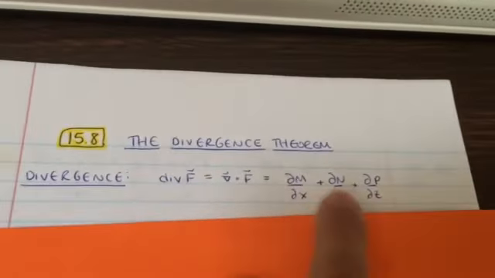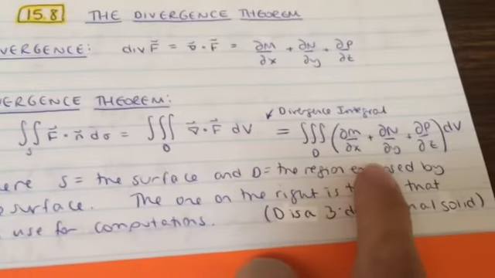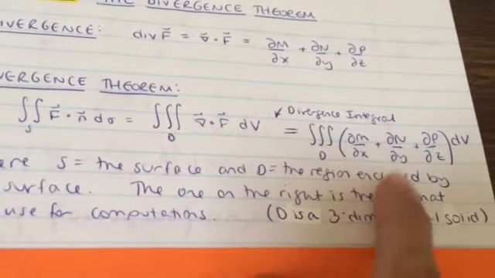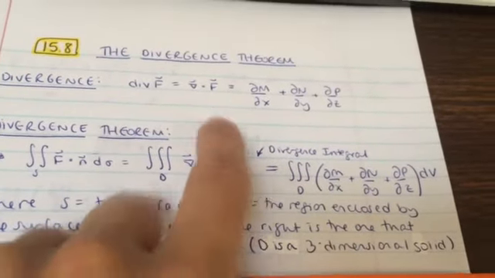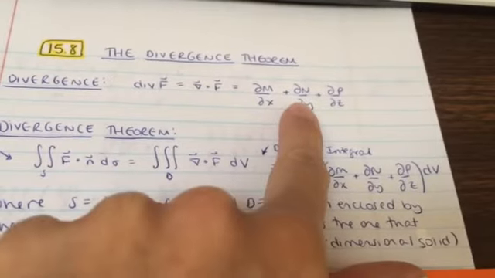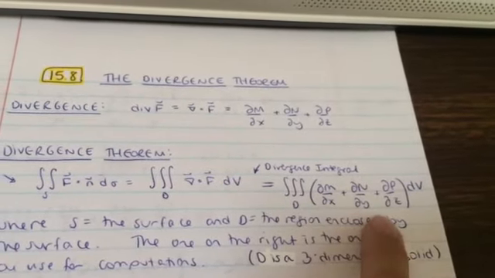This is the one that you use for computations. And then here, this one, this is not in your book. This is the one they have in your book. This is not in your book, but it's taking the gradient dotted into the F from up here and replacing it with this. And so that's where you get this from. So this is the one that you're actually going to use for computation.